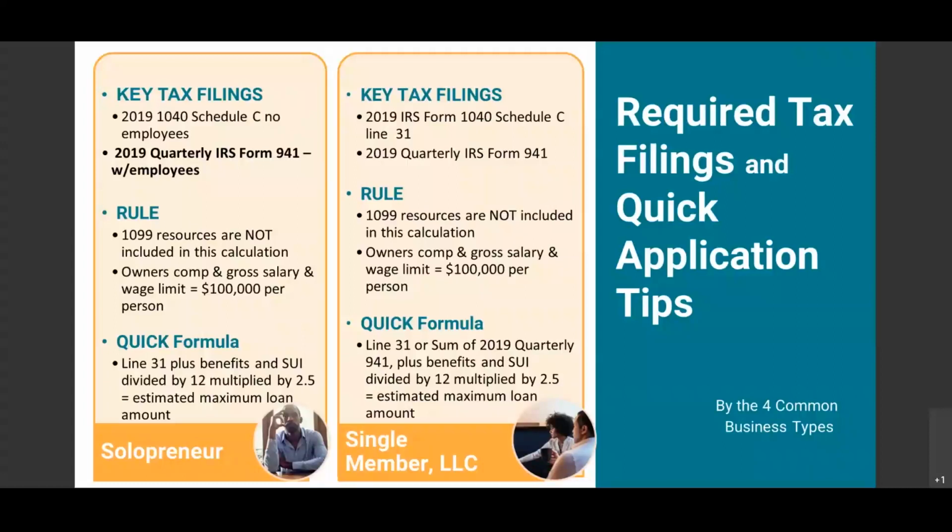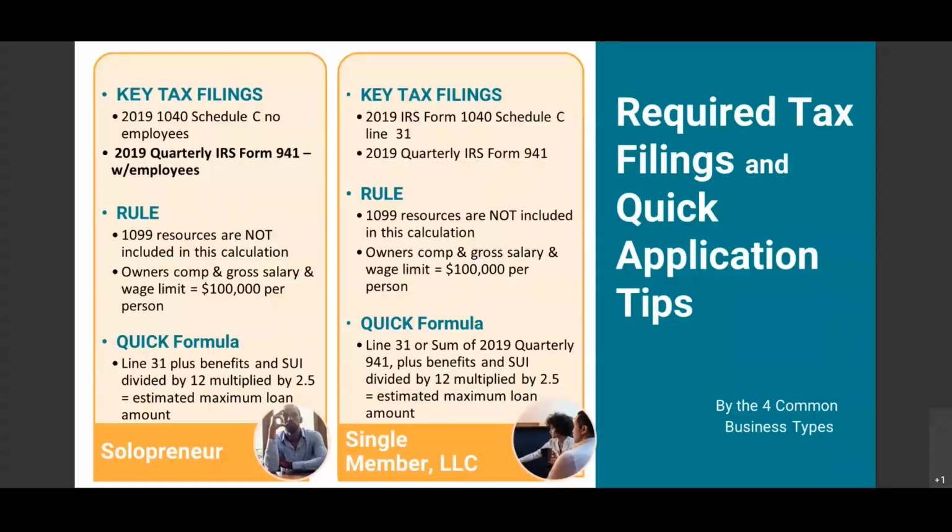For an LLC, as I indicated before, is somewhat of a hybrid. It just depends on your filing situation. If you're filing as a sole proprietor, then you use the same calculation as I indicated before. The tax document you will need is the IRS Form 1040, Schedule C. And on line 31, it shows your net profit, and that net profit for a single member LLC represents your gross payroll.